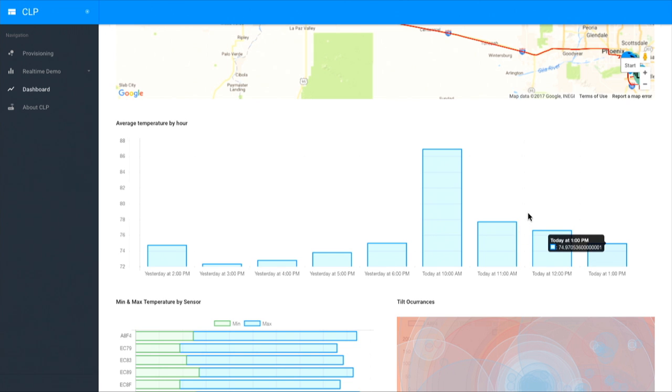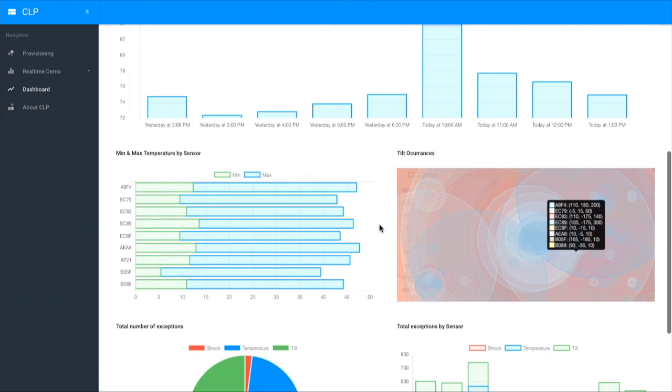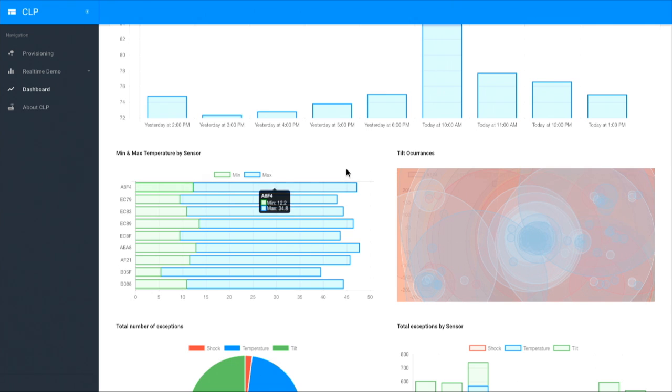So that's showing you an aggregate view of all the temperature for all the sensors on average. Below that, we have some are capable charts. This is a 4-up chart that shows you min and max temperature over the life of a shipment for each one of the sensors. So you can see what that looks like.